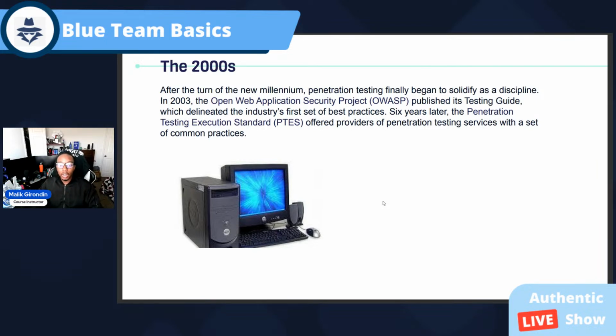After the turn of the new millennium, penetration testing finally began to solidify as a discipline. In 2003, the Open Web Application Security Project, OWASP, published its testing guide, which delineated the industry's first set of best practices. Six years later, the Penetration Testing Execution Standard offered providers of penetration testing services a set of common practices. And OWASP is still popular to this day. You can do any penetration course on the market, and they're going to talk about OWASP, especially when it comes to web penetration testing. Guys, we are here.